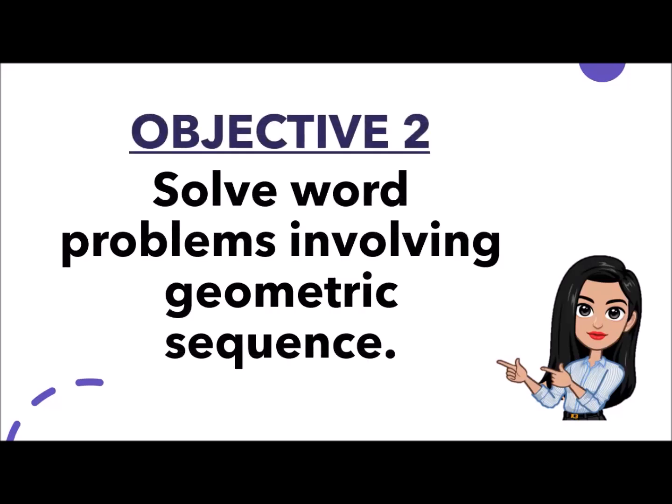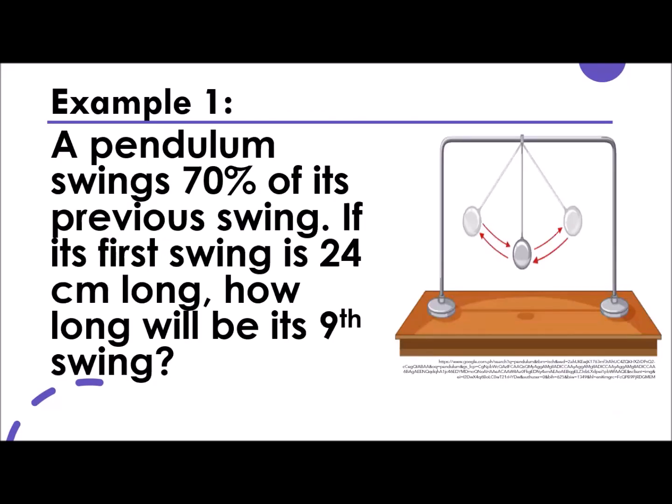So, after discussing the finite and infinite geometric series, syempre, we need to learn about solving word problems involving geometric sequence. One basic example here is a pendulum. So, kung hindi pa kayo nakakita ng pendulum, yun yung parang bola na may tali, tapos siniswing mo siya. Parang katulad ng pictured on your right. Okay? So, let's have this first example. A pendulum swings 70% of its previous swing. If its first swing is 24 centimeters long, how long will be its ninth swing? Okay? So, ano ibig sabihin yan?